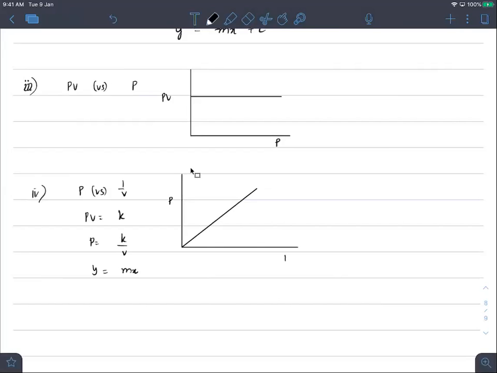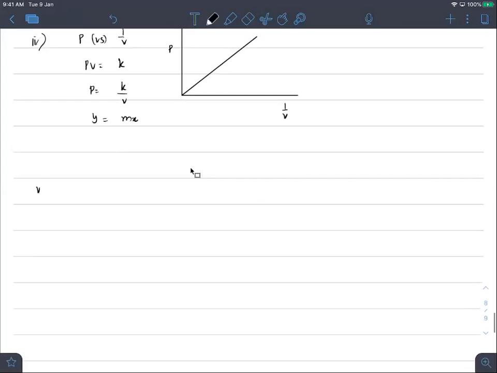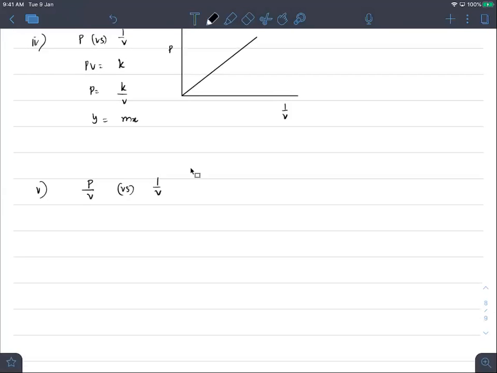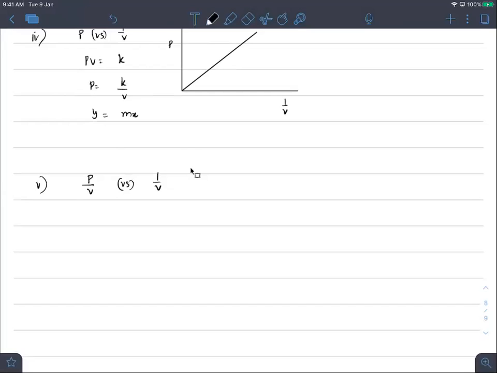So P versus 1 by V. Fifth, now these are interesting ones which you need to try. P by V versus 1 by V. This is where usually students fumble a bit. Please try this. The other curve which I want you to try is P versus ln V. Please try these two graphs.